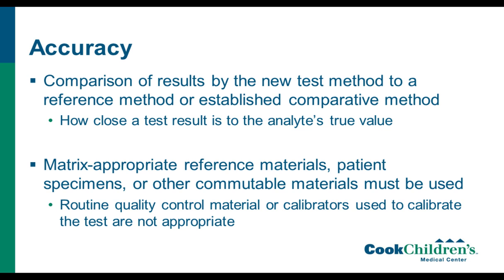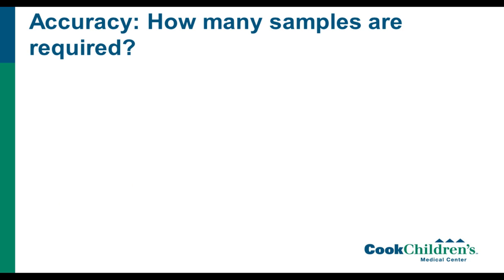And you want to use matrix appropriate materials, and so preferably for accuracy studies, patient specimens are best. That may not always be possible depending on what the assay is and depending what your lab has available, but you can also use matrix appropriate reference materials or other commutable materials. However, CAP defines specifically that you can't use routine quality control material or calibrators that are used to calibrate the test. So primarily patient specimens, but you can use reference materials as well if necessary. And we'll talk about places to get some of those in just a moment.